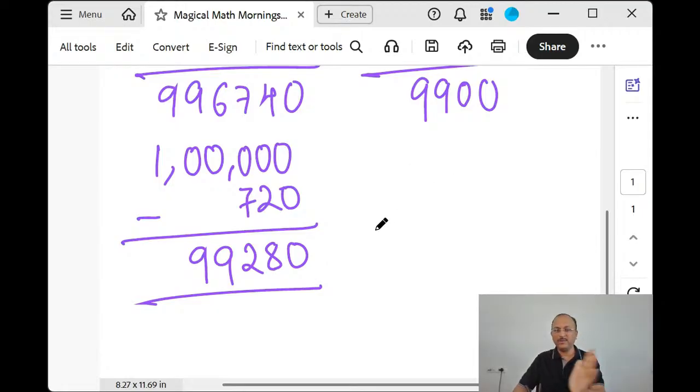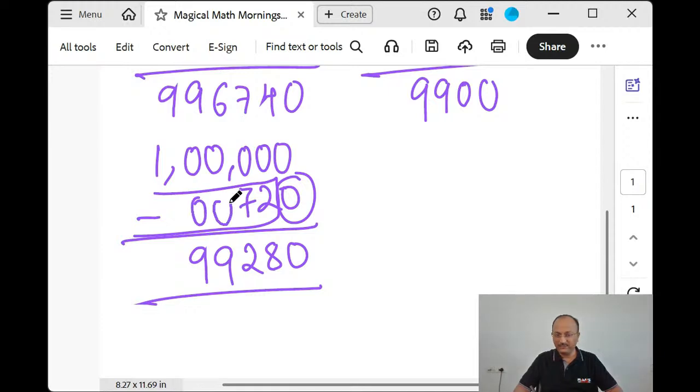Nikhilam Navatascharamam Dashataha. While doing this, all the zeros on the right hand side we are neglecting and we'll write zeros directly. And the remaining digits we are writing as if there are zeros on the left hand side. We'll write 9's complement to all the digits, just excluding the last non-zero digit. Very perfect. So keep practicing.